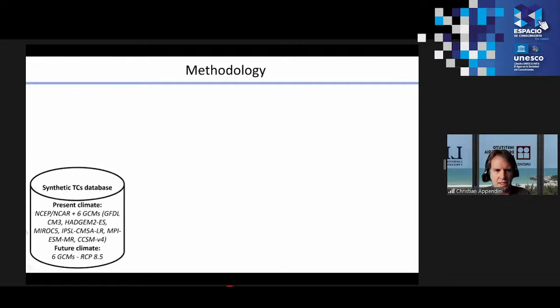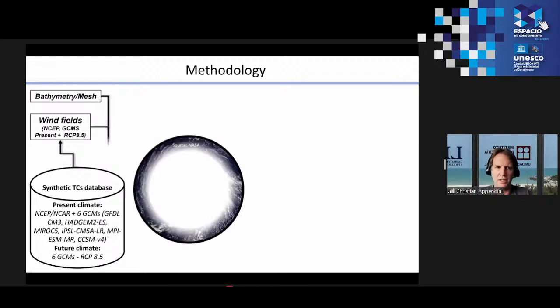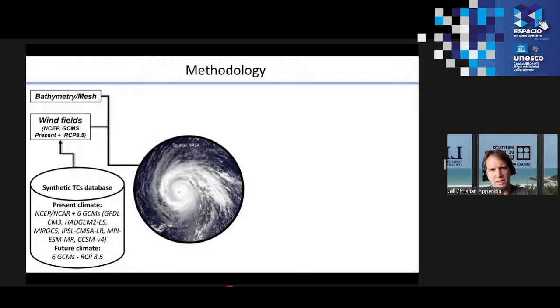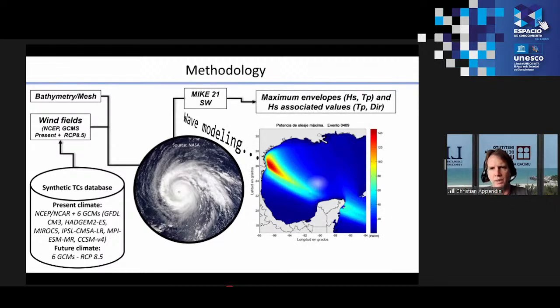We have the synthetic tropical cyclone database. For the present climate, we use reanalysis as a reference, and then we use 6 different global circulation models. And then we have the future climate for the 6 global circulation models under RCP 8.5. Together, we create the wind fields for the tropical cyclones using a parametric model, and then we run a 3rd generation wave model to obtain the maximum envelopes of significant wave height and other parameters.